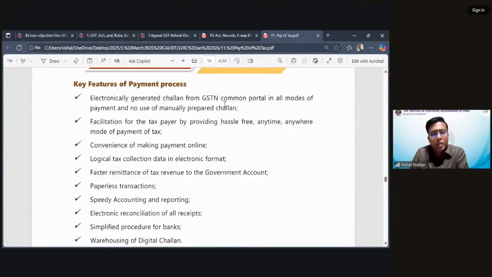Now, what are the features of the payment process? Firstly, you have to generate a payment challan. This feature is common with all other taxation. Any tax payment has to be done using a challan. What is unique about GST is that right from day one, GST has been a completely system-driven taxation system. In this system-driven regime, you have to generate the challan electronically, that is from the GST portal. There is no option of using any physical printed challan. It is generated on the portal.